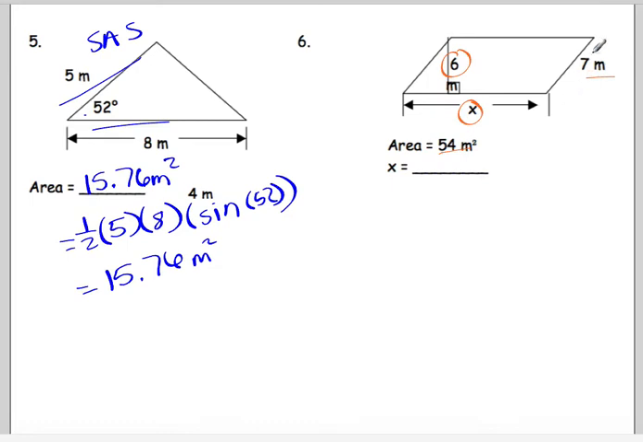We are not using that base because we don't have the perpendicular distance between the base on the left and the base on the right. So we are forced to use the top and the bottom as our bases. That means that 6 has to be the height. So the formula base times height is going to be 6 times x equals our area of 54. And then when we divide, x is 9, and that unit was meters, so it's 9 meters for x.